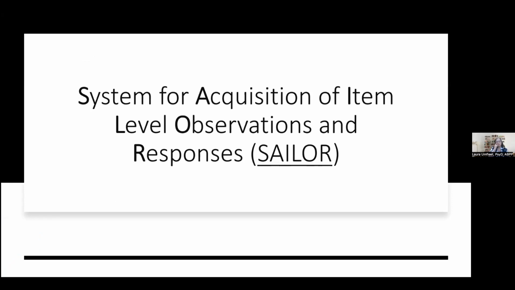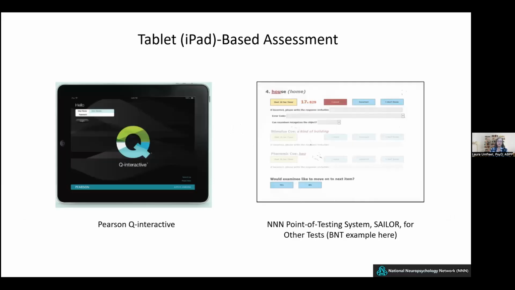So part of this grant also developed a platform where we can start to capture data on measures that we already give, but also this will be a platform for novel measurement. And so we are using Q-interactive. They've done a really nice job with capturing a lot of item level data for commonly administered tests, but they don't capture everything. So then we built this platform that we're calling Sailor.